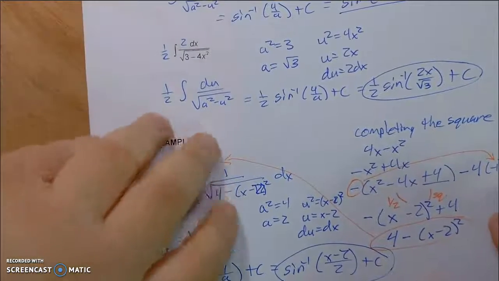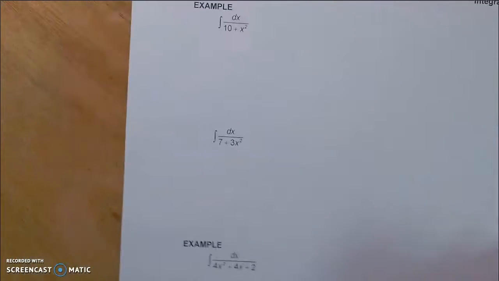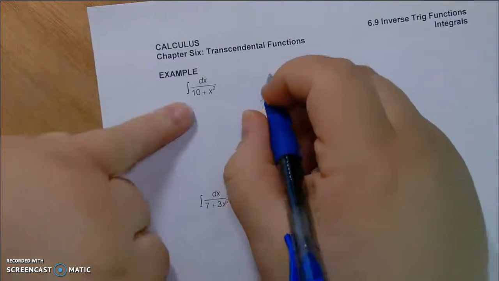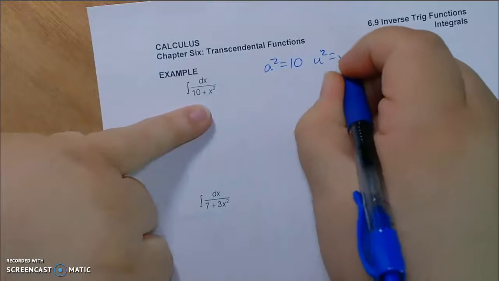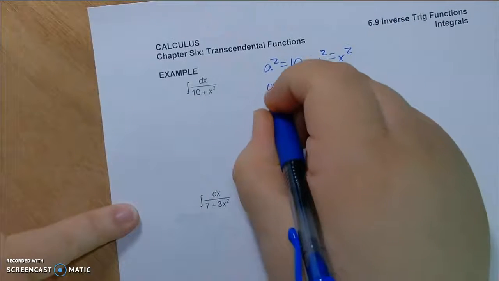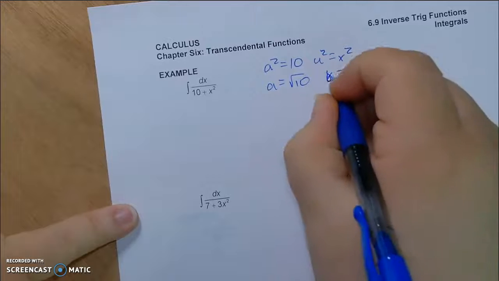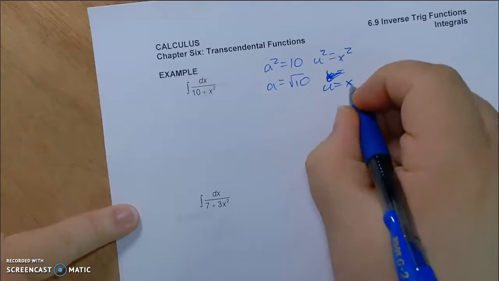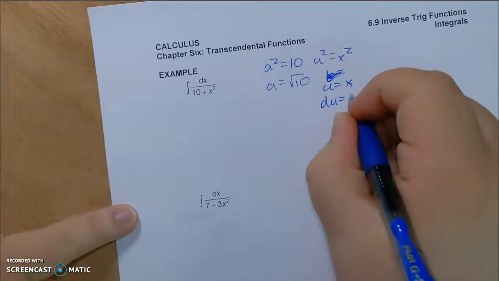All right, so let's look at more examples. We're going to move to tangent now. Tangent's just as easy. Again, we've got a constant squared here, which is 10, and a function squared here, which is x. So a is square root of 10, and u is x. That sounds funny to say. And du is dx.